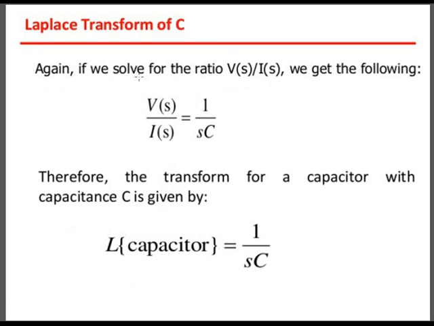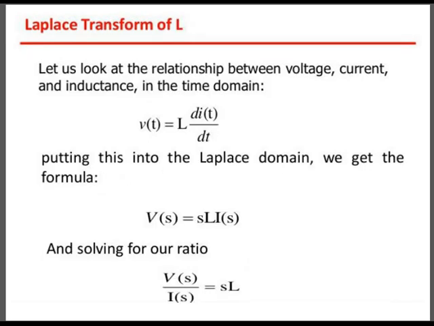Now again, if we solve for the ratio V of s by I of s, we get V of s by I of s equal to 1 upon sC. So the Laplace of a capacitor is given by 1 upon sC. We have to multiply s with the capacitor and take its inverse for the Laplace of any capacitor value. Now, the Laplace transform of L, meaning the Laplace transform of the inductor.